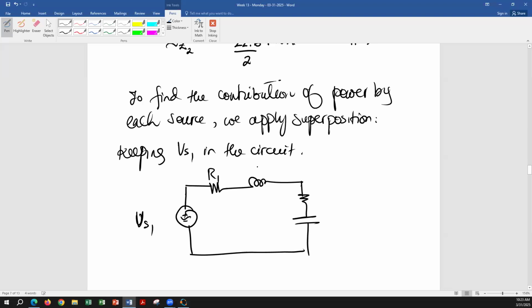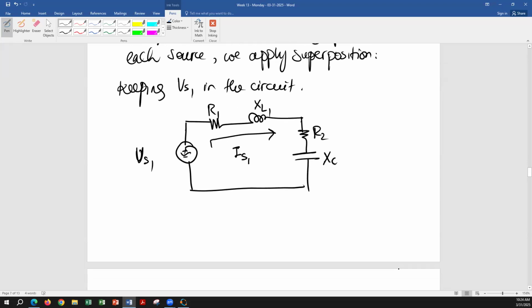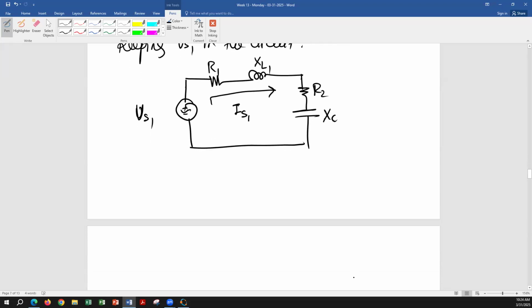VS1, R1, XL1, R2, XC. And we can easily find the power in R2 and XC. Let's find the current first. Let's call this current due to IS1, or let's call this I.